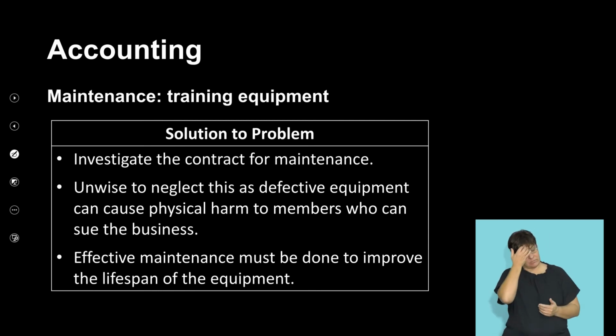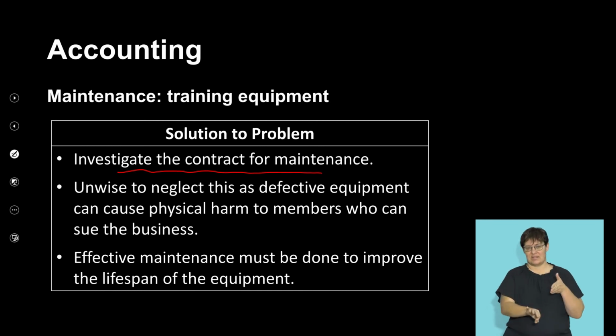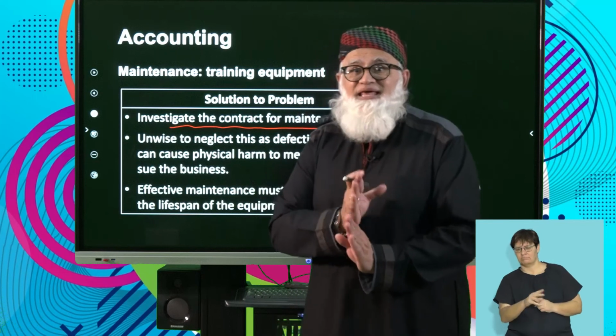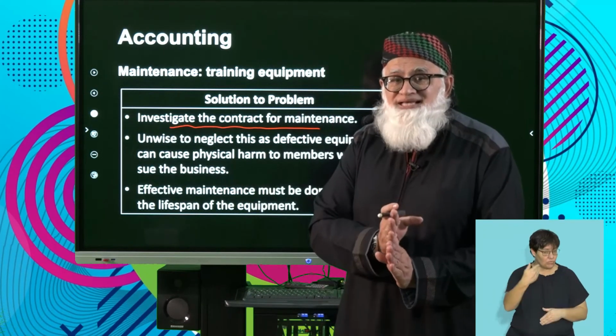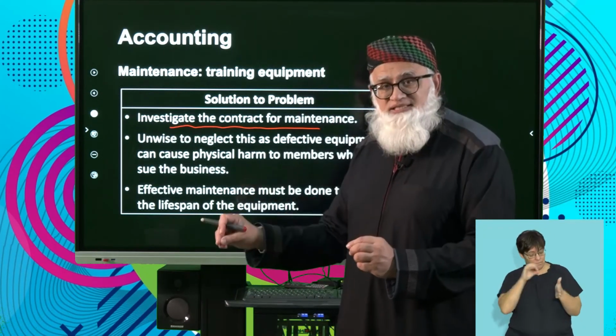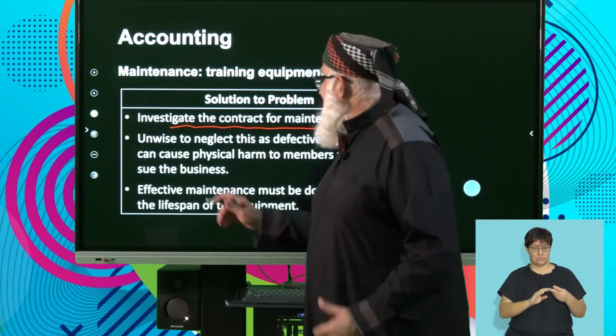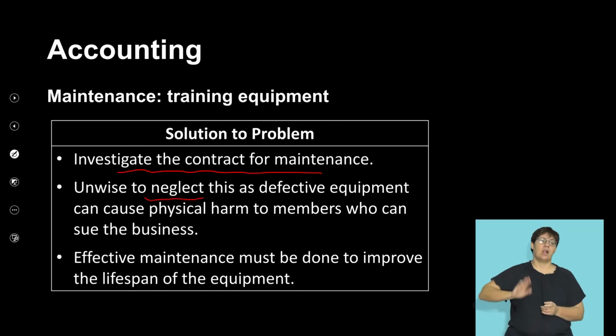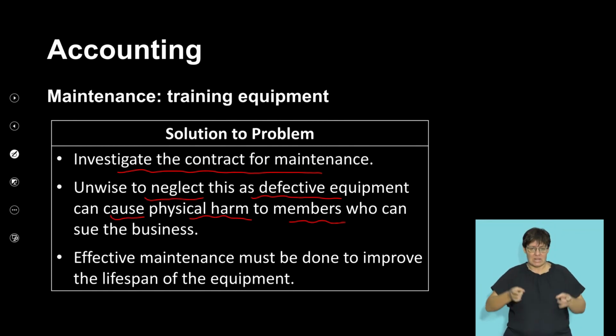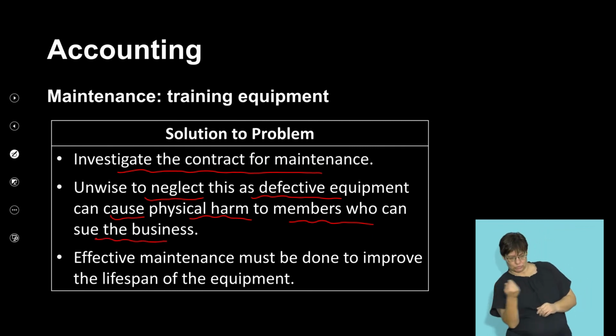Number one, investigate the contract for maintenance. Look at the contract that you have in place. Are they coming in on a regular basis like the contract stipulates that you must do your maintenance? Number two, it's unwise to neglect this, as defective equipment can cause physical harm to members who can sue the business.